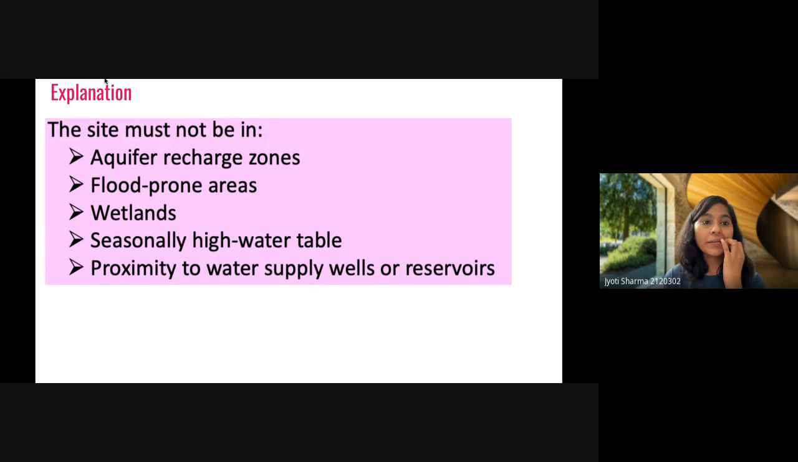So just see here, the site must not be in an aquifer recharge zone, flood prone area. We already have talked about these three. Also seasonally high water table and proximity to water supply wells and reservoirs.